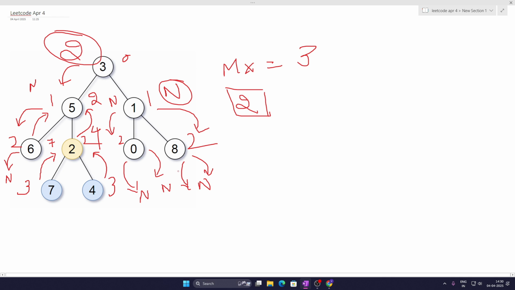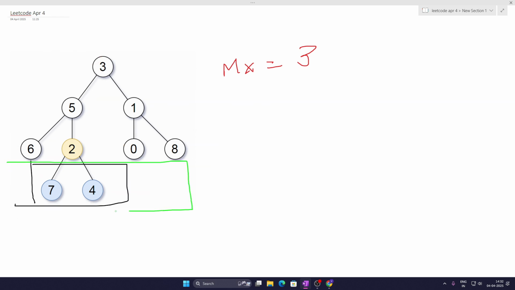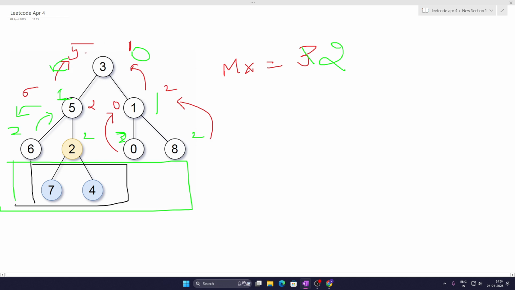What if these two are not present? So the maximum depth will be 2, and here 0, here 1. I got two values and I can reach both as well. So it's also one of the common ancestors. Then the answer will be 3.